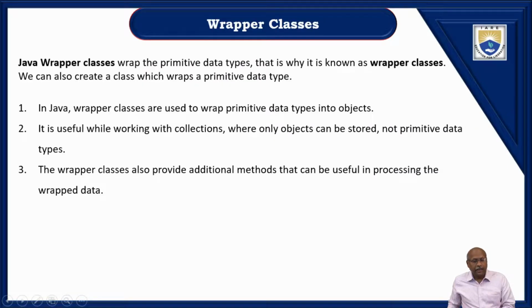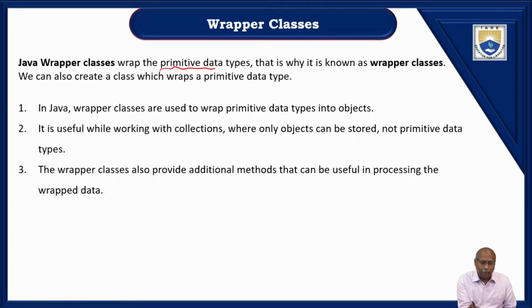Wrapper classes wrap the primitive data types. That means in Java everything you have to represent in object form. So if you want to represent anything in object form, there must be corresponding classes. If you want to represent your primitive data in object form, then that needs a class. That class is your wrapper class. So a wrapper class wraps the primitive data types.